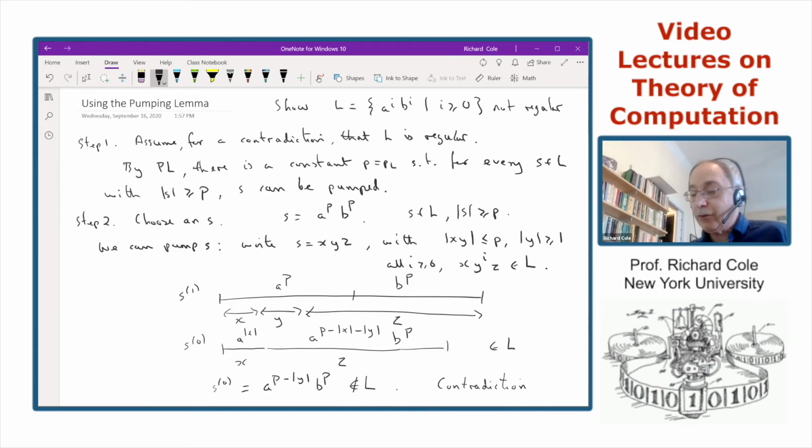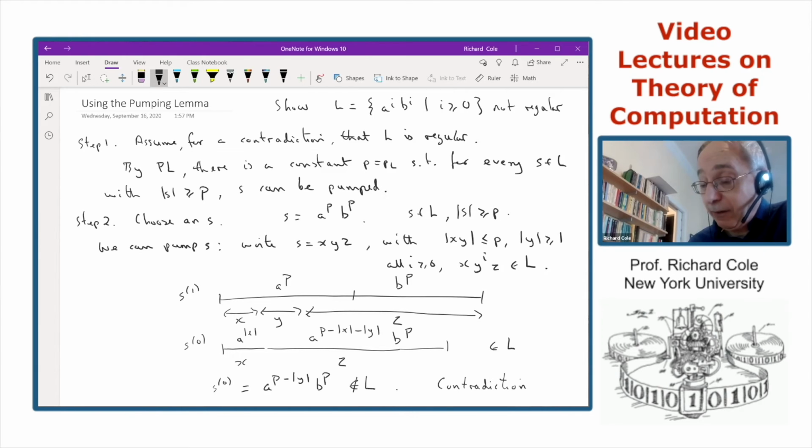And as we have a contradiction, it means that our original assumption must be wrong. And what was the assumption? Let's look back at step 1. It was the assumption that L is regular. So in fact, L is not regular. And this is how one uses the pumping lemma to show that languages are not regular.